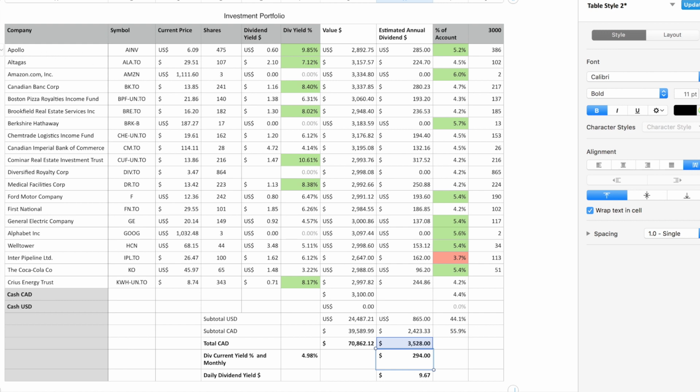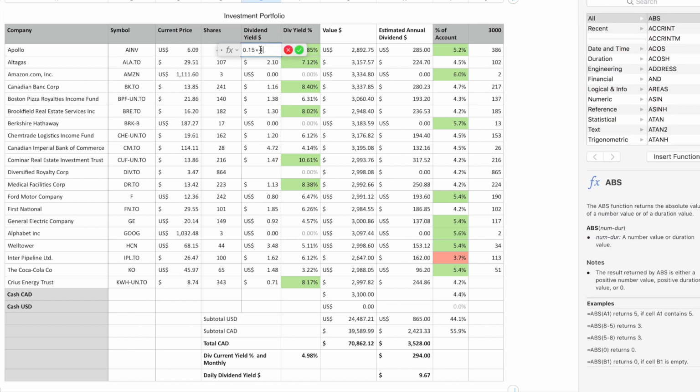If we look at any individual line, you can see the company Apollo, here's the symbol, its current price, and this is loaded automatically. I'm using Numbers, so I've got it pulling that stock price. When the market's open, it pulls the current price. It has the number of shares that I currently own, and then the dividend yield that I'm receiving based on what its yield is. And you can see if I open up, there's actually a formula.